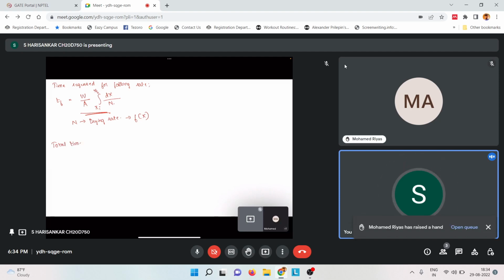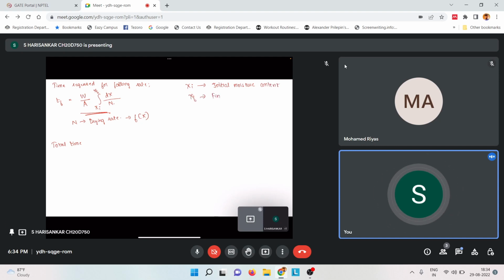Have any doubts, Riyas? Okay. So Xi represents the initial moisture content, and XF represents the final moisture content after drying.